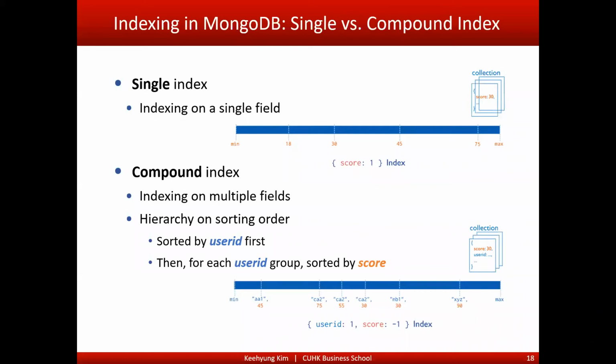So in the second example here on the bottom, we have userID 1 and score -1 to create the index. If you do that, userID will be the first hierarchy in the index, and the score will be the second hierarchy in the index. So what it means is that the index will be sorted based on the userID first. And some documents will have the same userID. And for those groups, it will be sorted again based on the score. So there will be a hierarchy of the sorting order, basically.